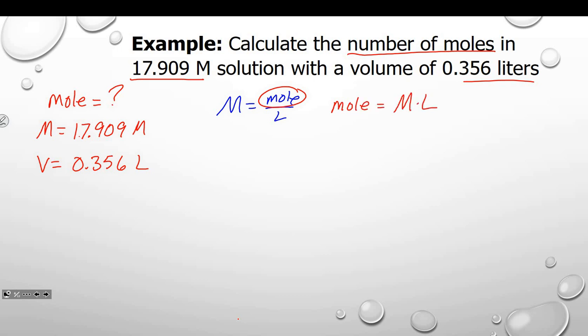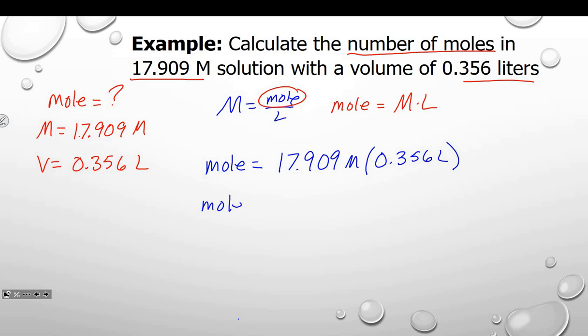Does that make sense to everybody? Just rearranging, multiplying both sides by liters. So then I just go through and plug in. So moles is equal to 17.909 molar times the volume, 0.356 liters. So my moles is equal to, I should put moles of, it didn't tell me what. So how many moles do I have?